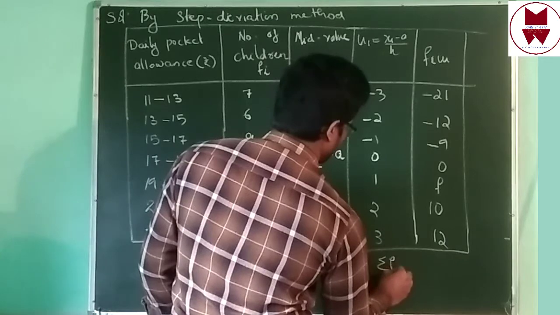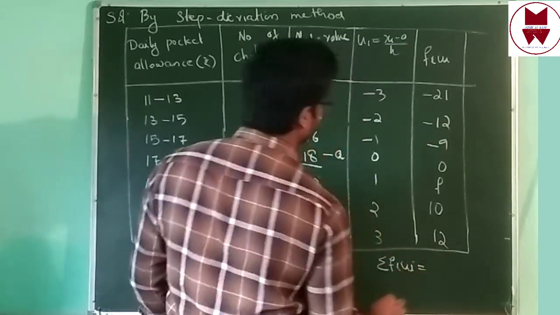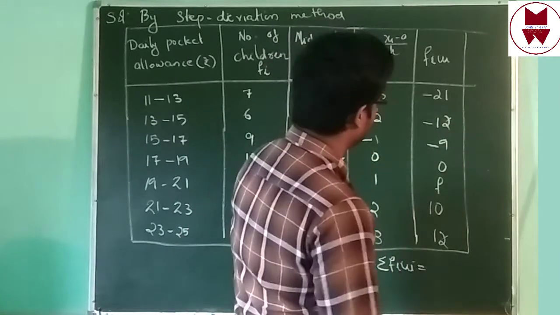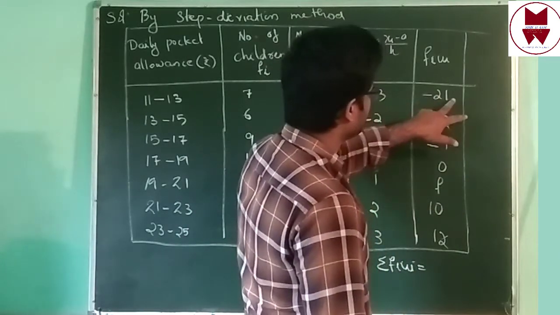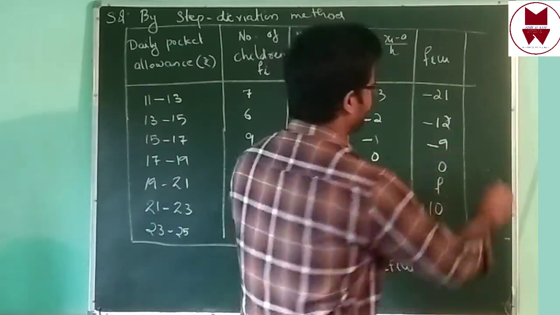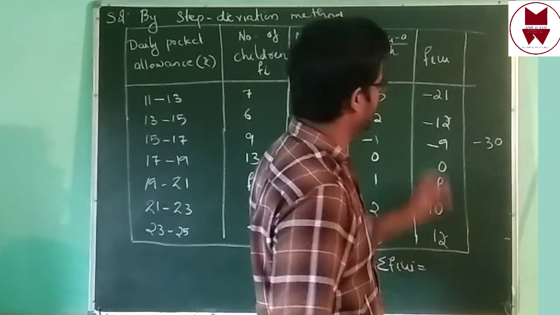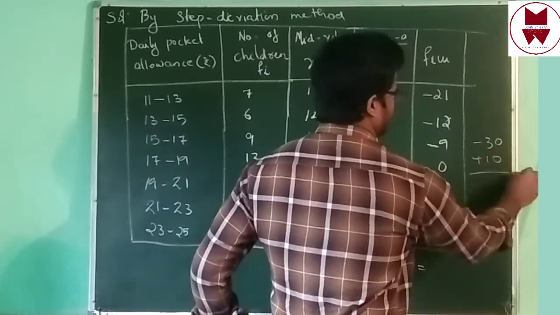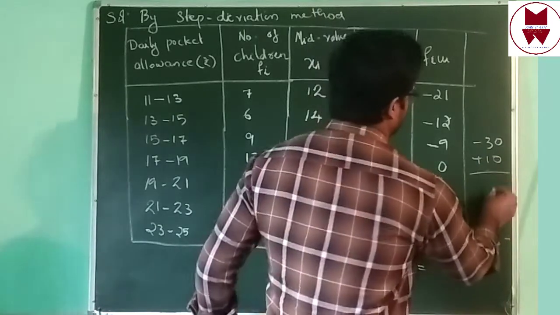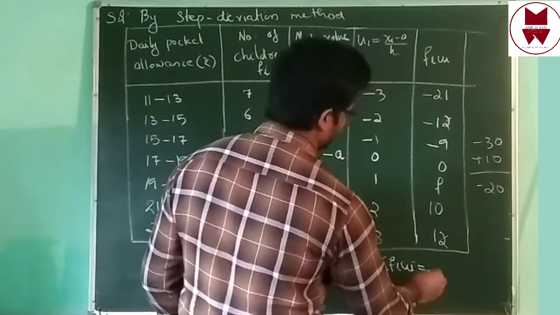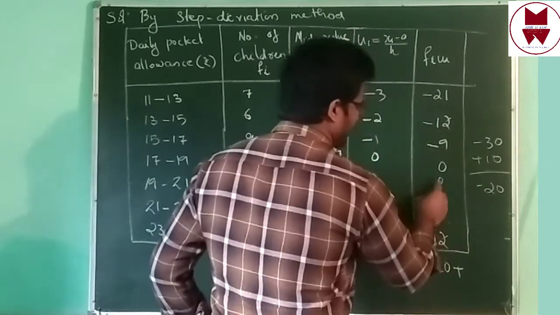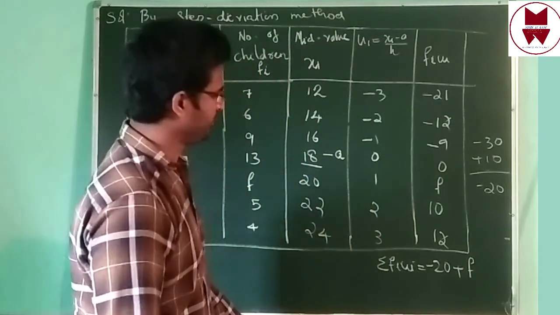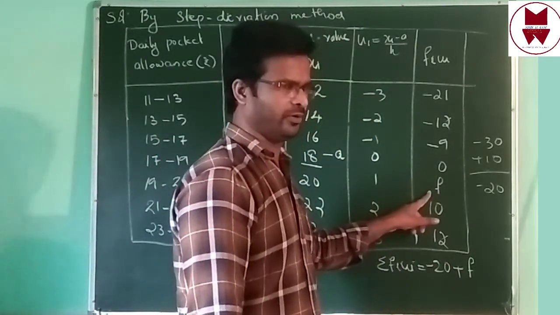Sum of f i u i equals, we add all the things: this 12 minus 12 will be 0. Then remaining minus 21 minus 9, you will get minus 30. Then remaining 10 plus 10, 10 minus 30 you will get minus 20, plus one more term is there, that is f. Minus 20 plus f is our sum of f i u i. Don't forget to add this f also.